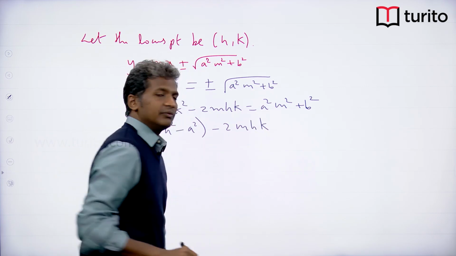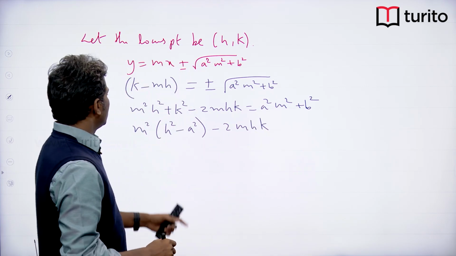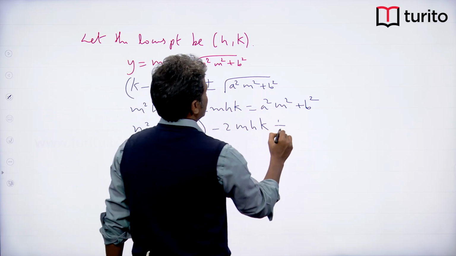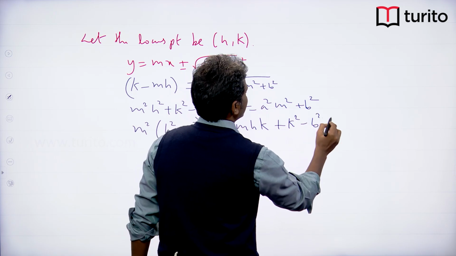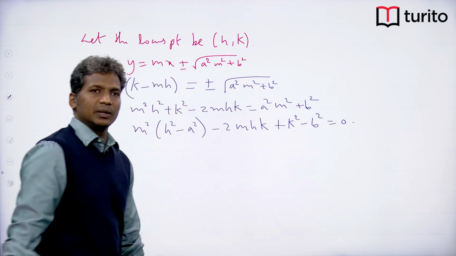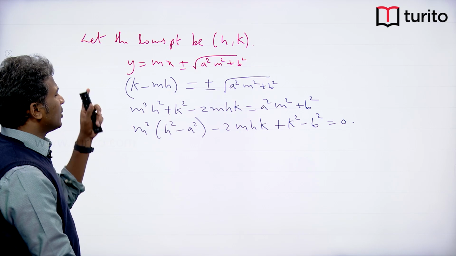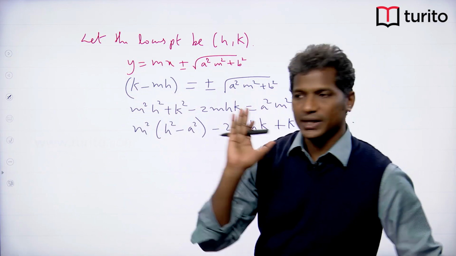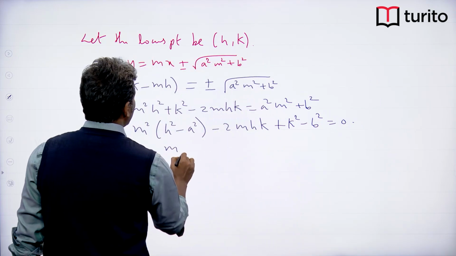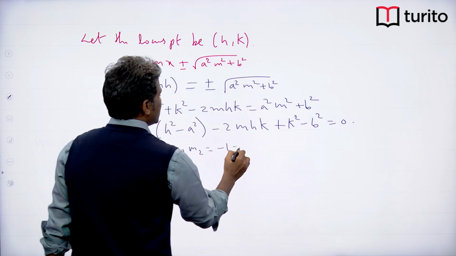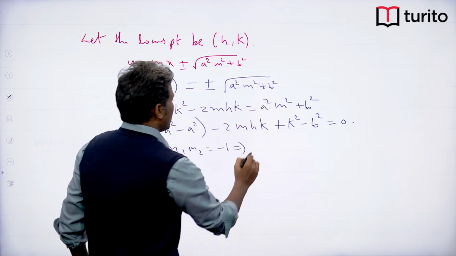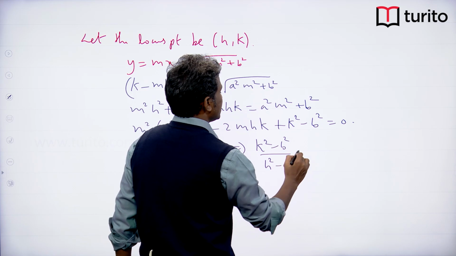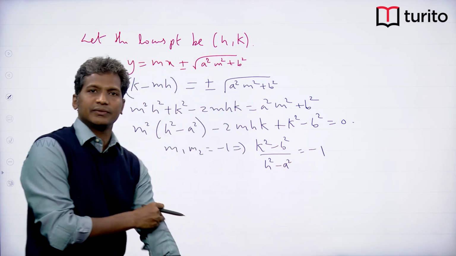There is only one term with the linear term. There are two terms with degree 2. So, we clubbed all of them, and then the constant terms, which is k square and minus b square. So, we just clubbed them also. Now, because these two lines must be perpendicular, m1 m2 must be equal to minus 1. So, m1 m2 equal to minus 1, this would imply that (k square minus b square) by (h square minus a square) must be equal to minus 1.